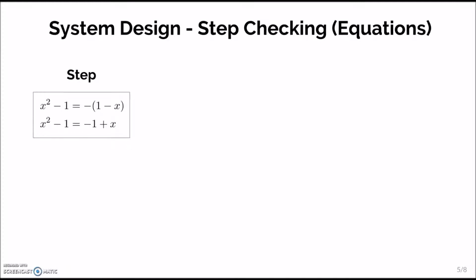So we'll start off with a step: x squared minus 1 is equal to negative of the quantity 1 minus x, and that equation turns into x squared minus 1 equals -1 plus x. We already know that this is a valid step. The student has just distributed the negative sign on the right-hand side to the two terms inside of the parentheses. So how does CheckMySteps verify this?